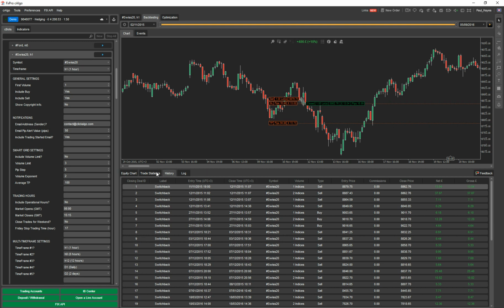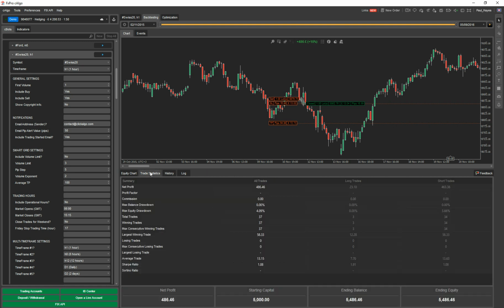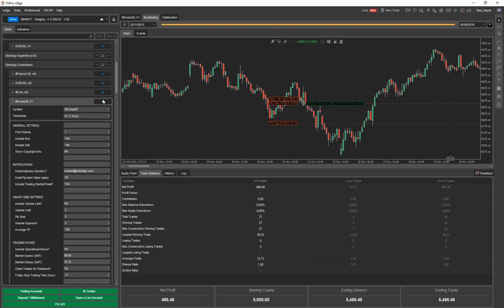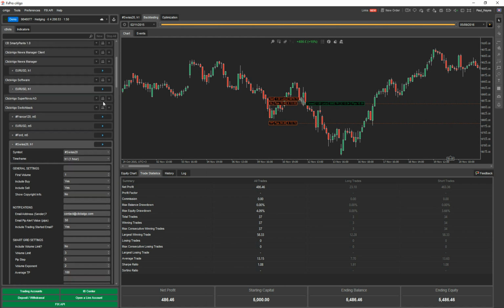4% drawdown. 37 wins again. So the configuration I've done on this in the past is to keep the drawdown as low as possible. It's not realistic to go for a 50% profit over a period of time. I think 10% is more realistic. The whole idea is not to lose your account.